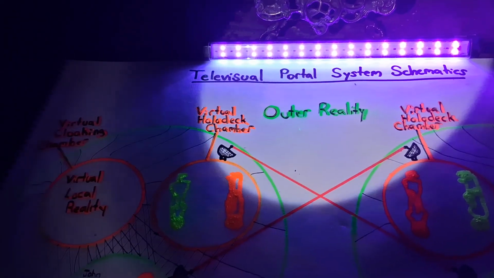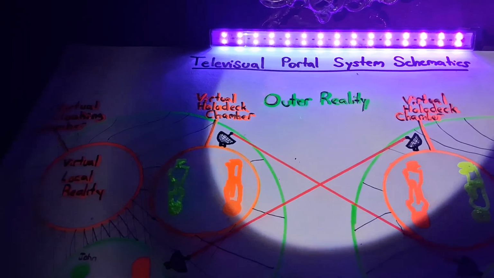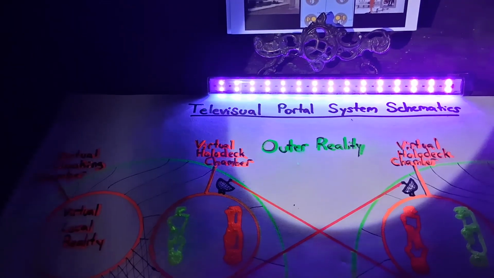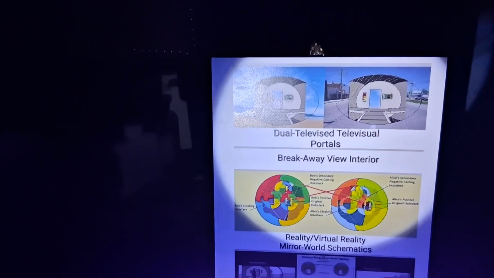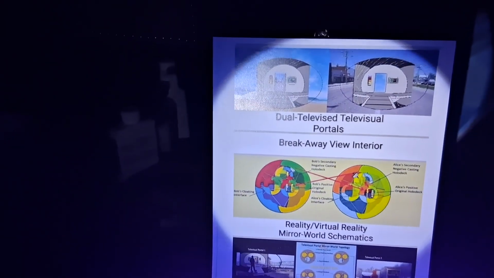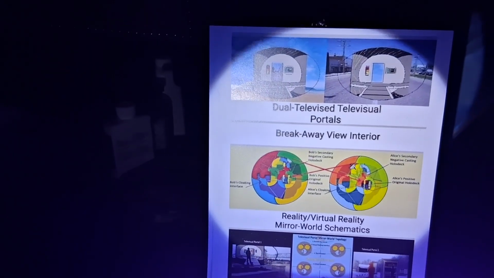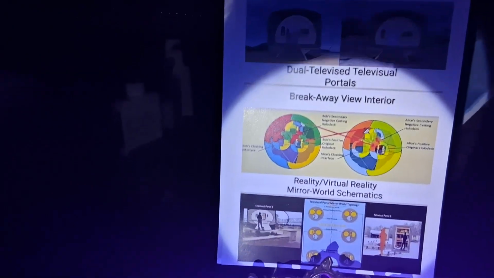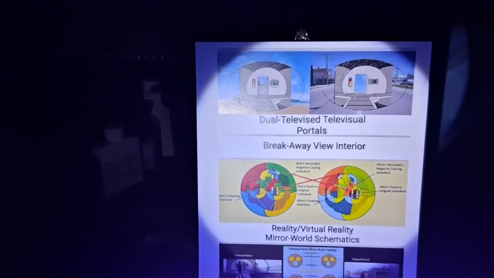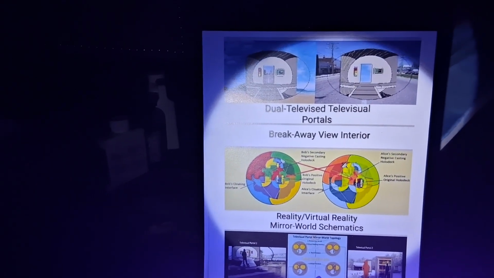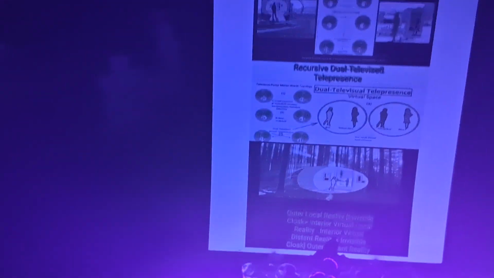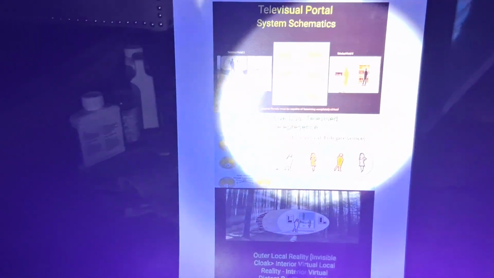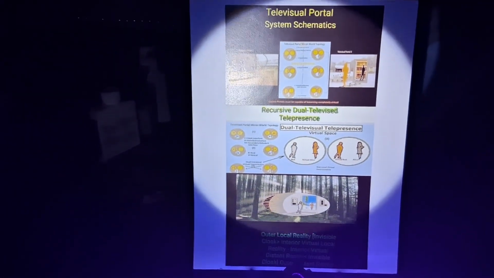The outer cloak, outer reality. This is the Televisual Portals System schematics, and since you're familiar with what I'm talking about here, the two different portals with the inside holodeck of each being the other one's outer reality, based on the low-tech photographic proof, I can move on to this final panel, and this is the Televisual Portals System schematics.